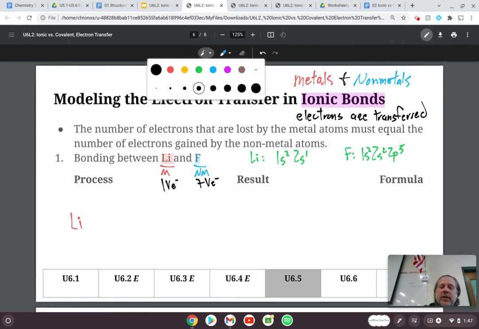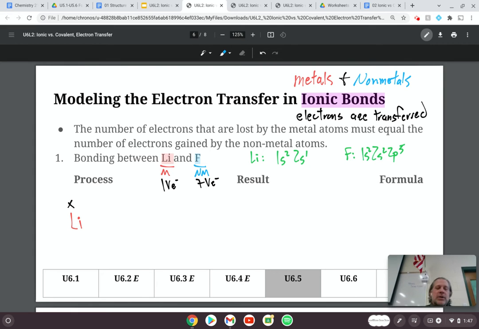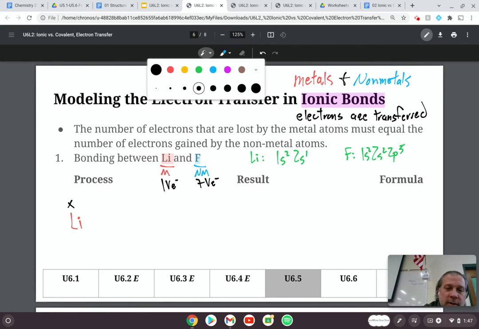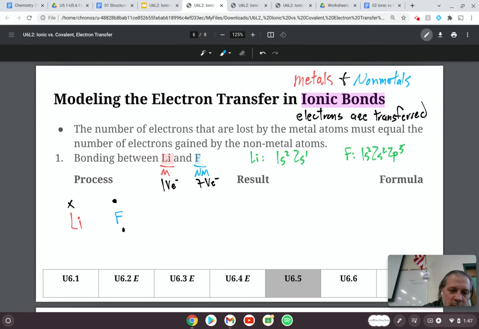And up until now, I've been drawing all the electrons as dots. I'm going to draw this one as an X, and it also helps to illustrate what's happening here. So lithium's 1 electron is an X, in my opinion. Okay. Now, fluorine has 7 valence electrons, so I'm going to still draw those as dots. 1, 2, 3, 4, 5, 6, 7.